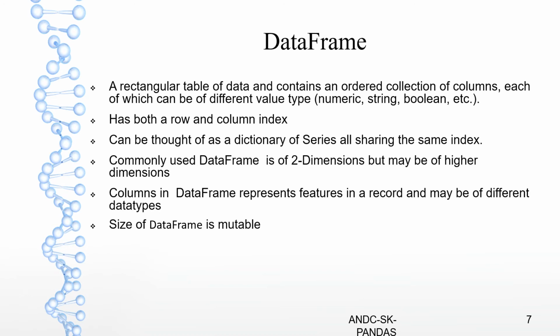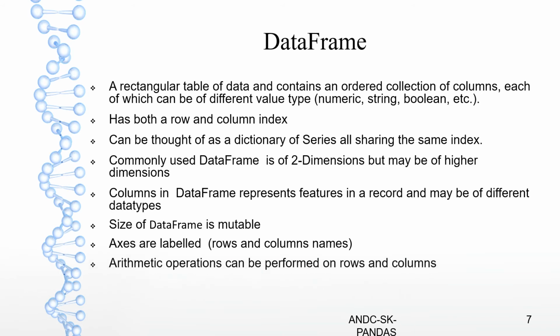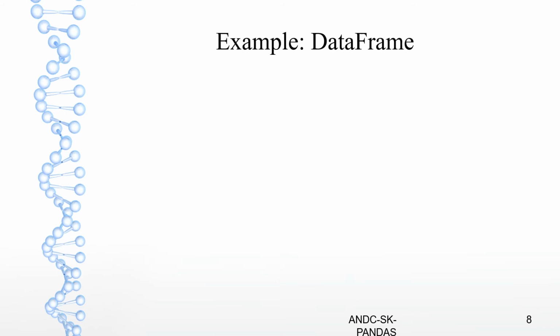Data frame size can be changed. I can remove a row from a data frame. I can add a new column in the data frame. So the size of a data frame is mutable and axes are labeled. We have two axes, row wise and column wise. Row wise is index 0 and column wise means 1. So basically the content of the data frame is accessed row wise. We can perform arithmetic operations on the rows as well as on the columns of the data frames.